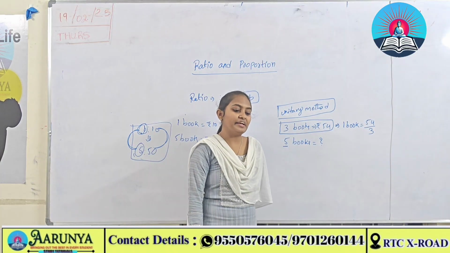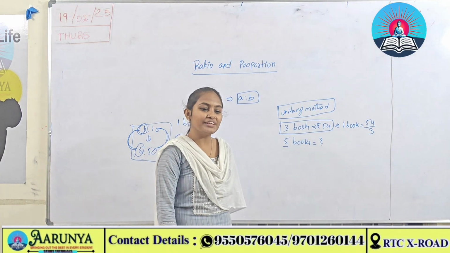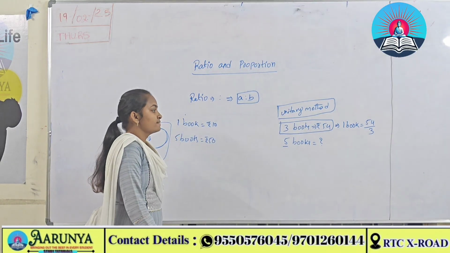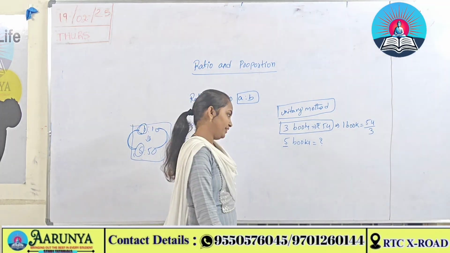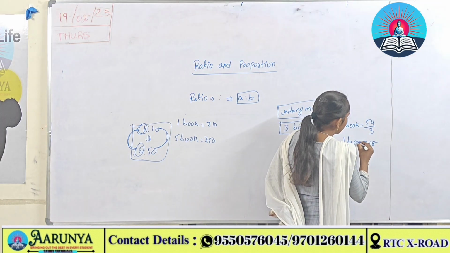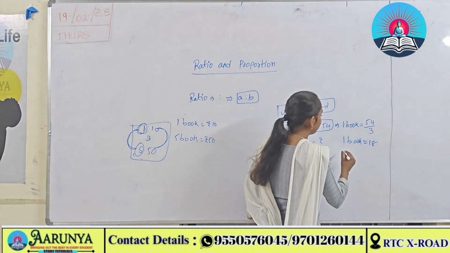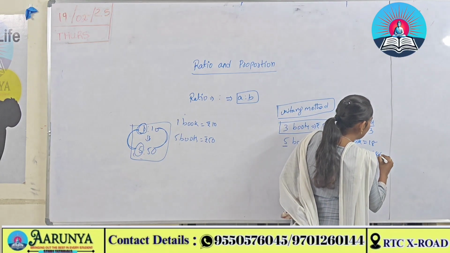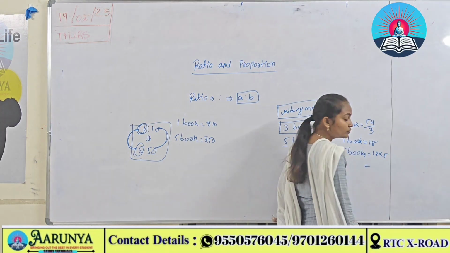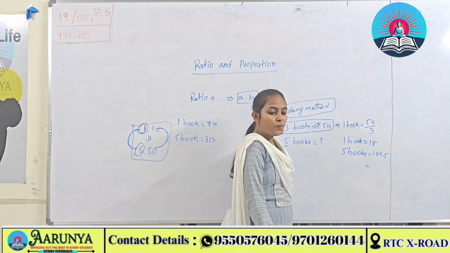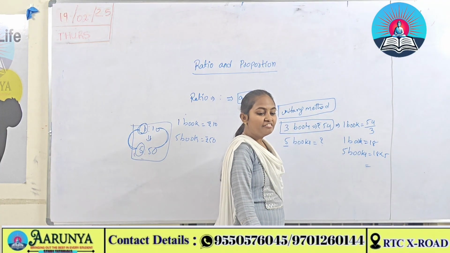54 divided by 3. You both know the 3 table, right? Then do it first. 18, exactly. So now one book costs 18 rupees. Then it is easy to find the cost of 5 books. 18 into 5, how much?